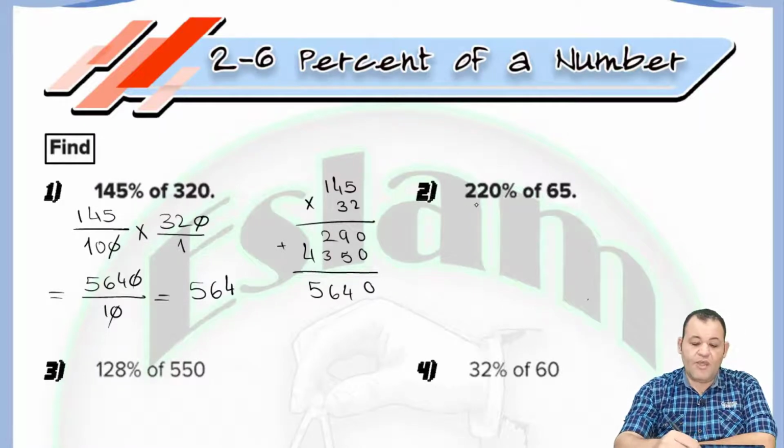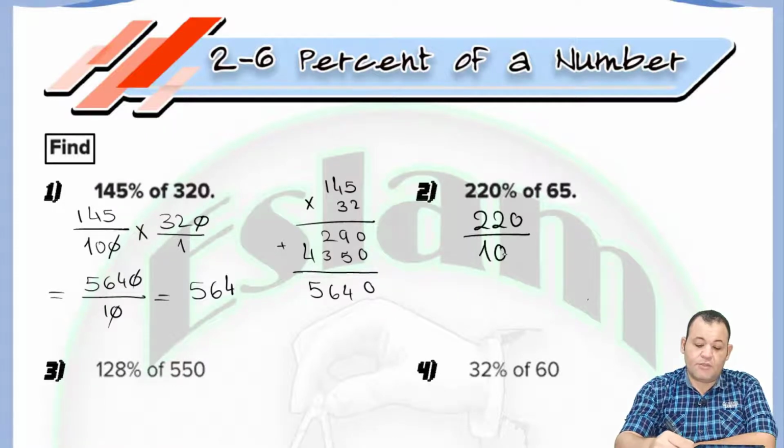In question number 2, we have 220% of 65. 220% means we have here 220 divided by 100, all of that multiplied by 65. Because we have 65, we'll make the denominator equal 1. I will just remove 0 and 0, then multiply.